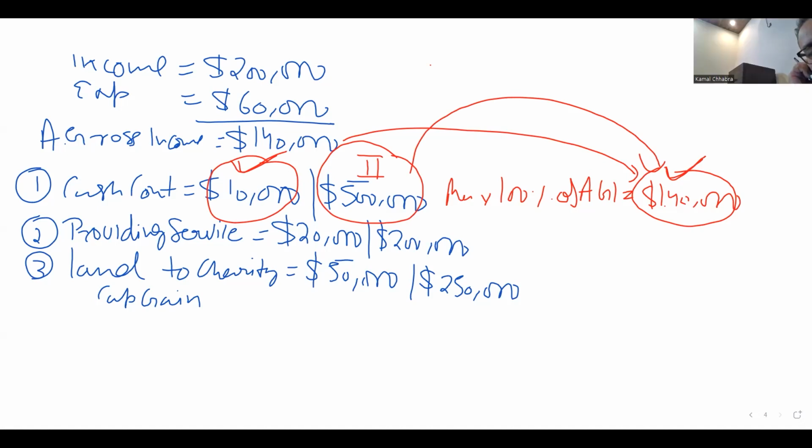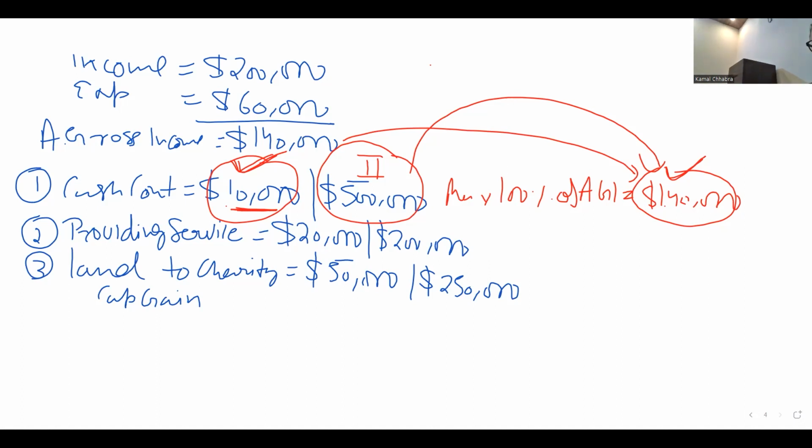Clear? Cash contribution. In the first scenario, $10,000 or $140,000, whichever is lower, that is $10,000. In the second scenario, you have contributed $500,000, but the maximum allowed deduction is 100% of AGI. What is 100% of AGI? $140,000. So in the second scenario, the maximum deduction you can claim is $140,000.